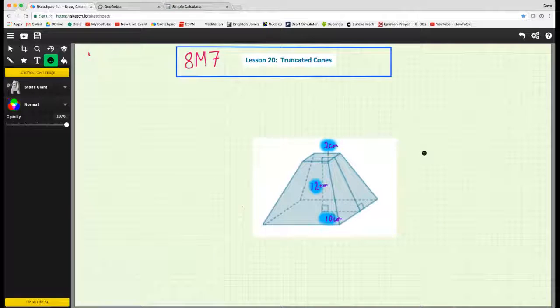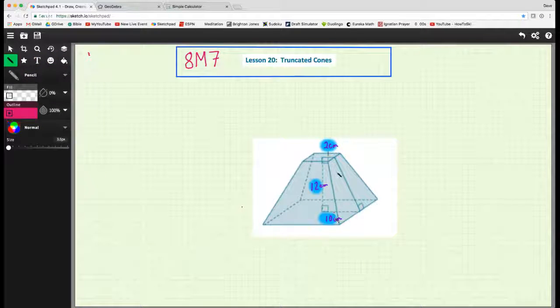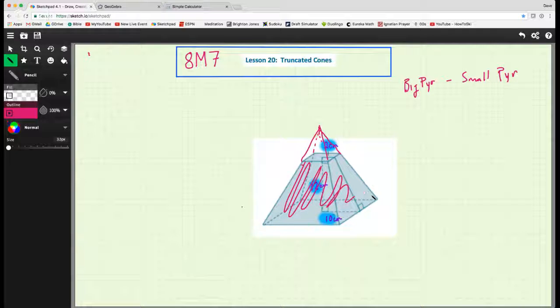So this truncated cone, this is a truncated pyramid. And this is exactly the same as a truncated cone, just a little bit harder to draw. We're going to subtract off that top piece, and it's really exactly the same problem as before. So we're going to take our big pyramid minus our small pyramid, and that's going to equal this piece here. But before we can do that, we have to do our similar triangles.